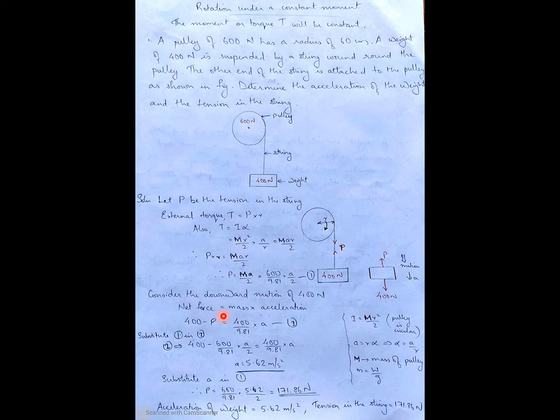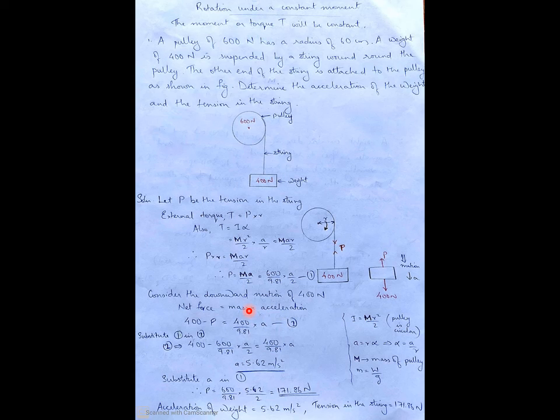Now net force equal to mass into acceleration. What is the net force in the direction of motion? Motion is downwards, so net force is 400 minus P. Why is it 400 minus P? Because the direction of motion is taken as positive. So in that direction 400 is positive, P is negative. So 400 minus P is equal to mass into acceleration.